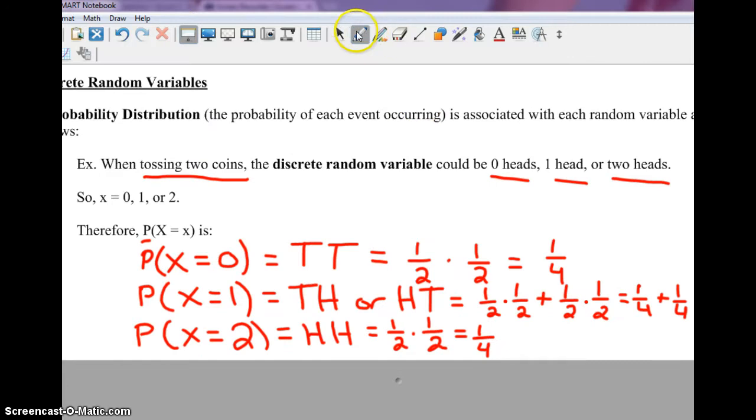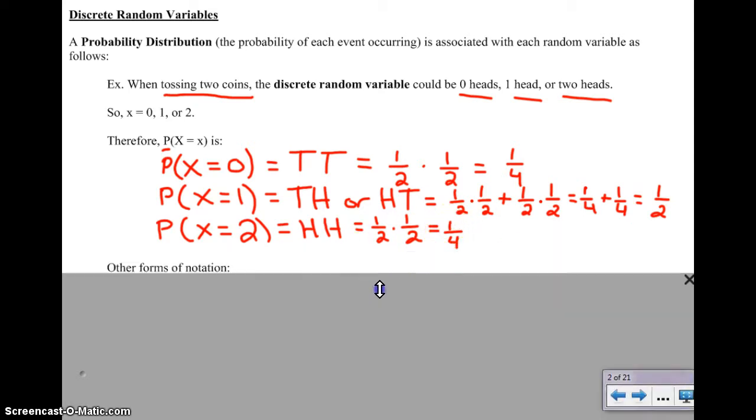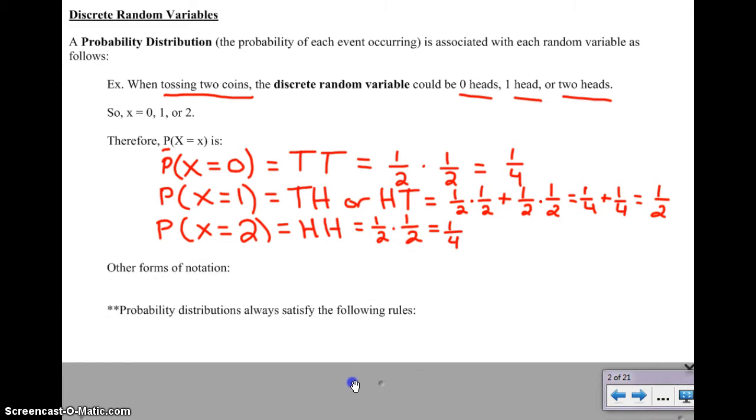All right, so what winds up happening is you have 1 head, that could be a tail and a head. Coin 1 would have a tail, coin 2 would have a head. Or coin 1 could have a head and coin 2 could have a tail. So that would be 1/2 times 1/2, plus 1/2 times 1/2. So the possibility of that happening is actually the most probable. You have a 50% chance. And then getting 2 heads, I'd have to have 2 heads, 1/2 times 1/2, that's another 1/4, 25% chance.